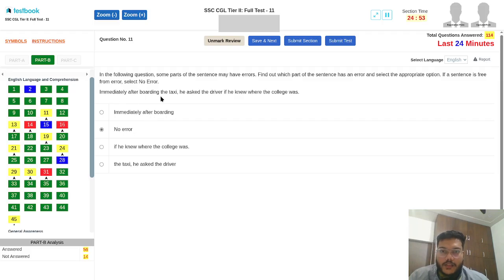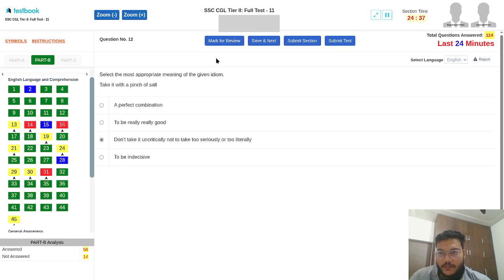Immediately after boarding the taxi, he asked the driver if he knew where the college was. ठीक है, सब कुछ past tense में है. Immediately after boarding the taxi, he asked the driver if he knew where the college was. ठीक है, nowhere.